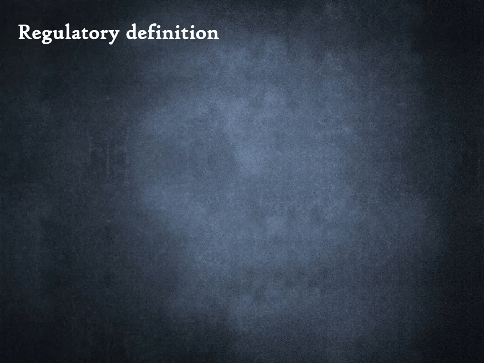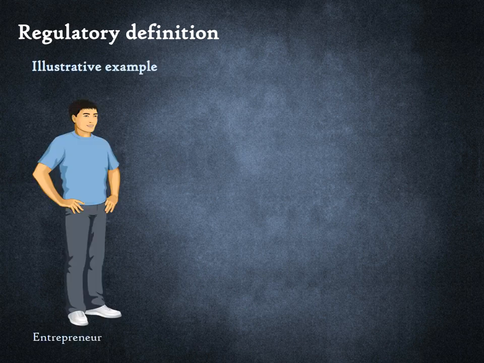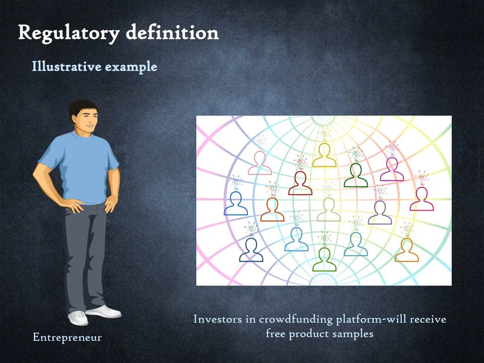Fungibility and quantitative explainability are characteristics of securities. However, securities have a regulatory definition that may not always be aligned with the layman's definition. Consider the case of an entrepreneur who raises funds through a crowdfunding platform and an exchange. Investors get free samples of the product created from the venture. Whether such investments would be defined as securities would vary by regulatory jurisdiction.